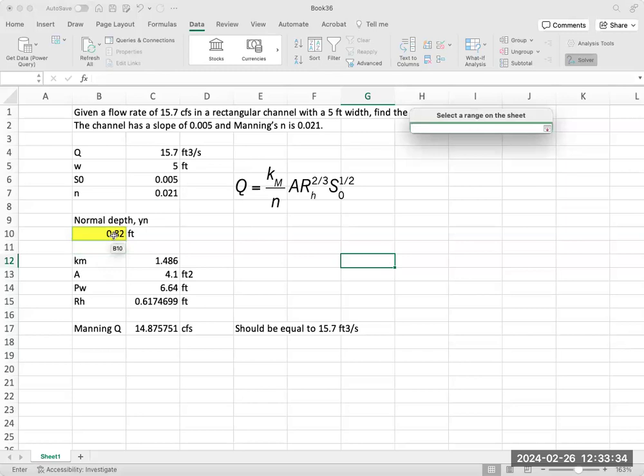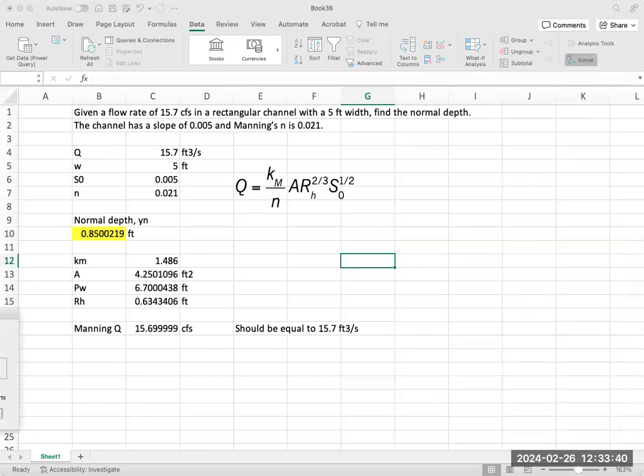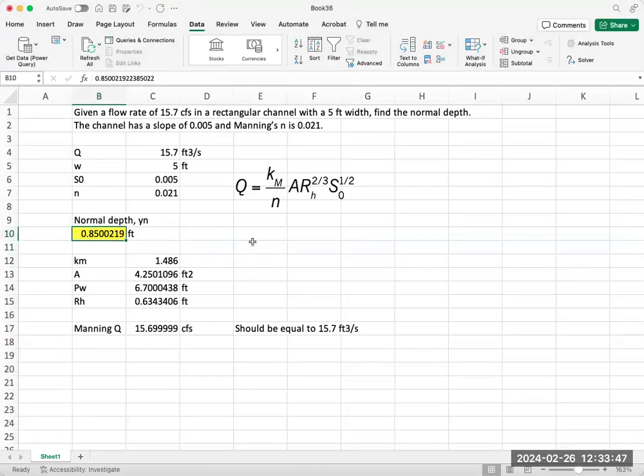I'm going to select my normal depth right here. And then I'm going to click solve. And it will tell you Solver found a solution or Solver didn't find a solution. Here I got 0.85 as my normal depth, which is good to go.